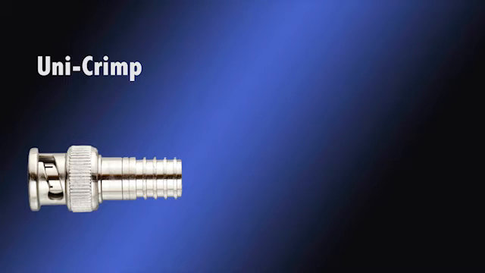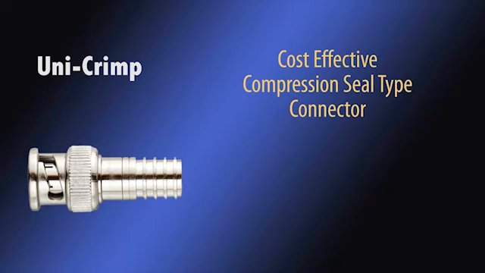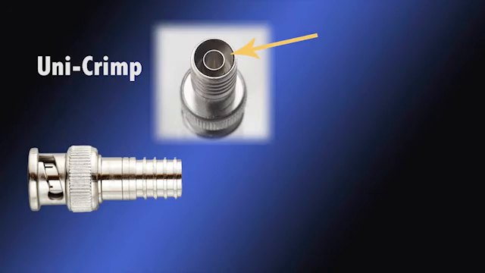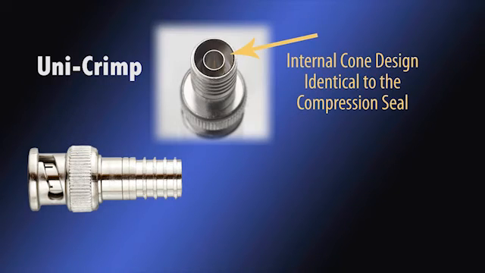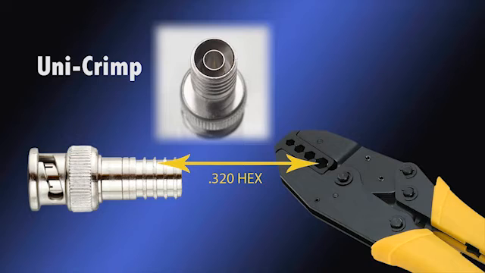The next connector is the Crimp connector. This connector was developed to be a more cost-effective compression seal type connector. The Crimp design employs the same internal construction as the compression seal, but in lieu of a special compression crimp tool, a standard hex crimp with a 0.320 hex will work.